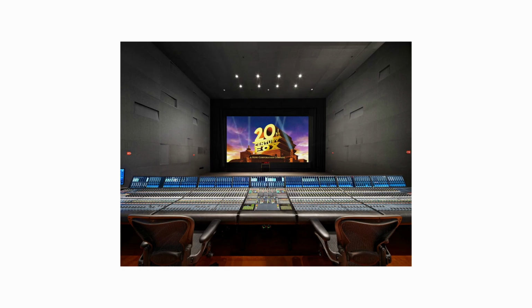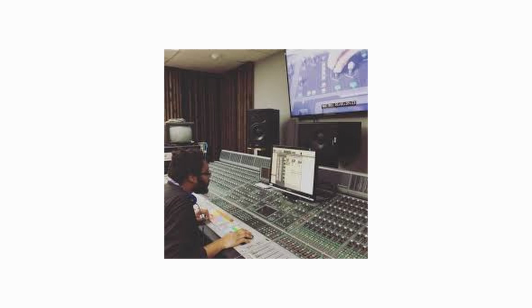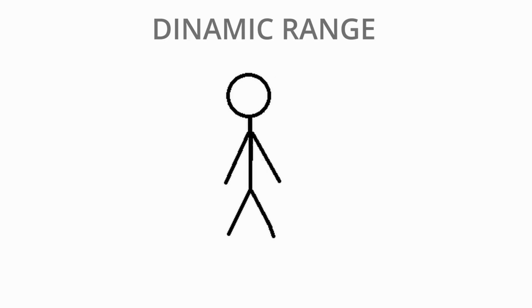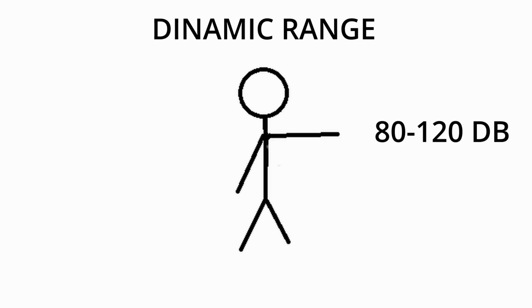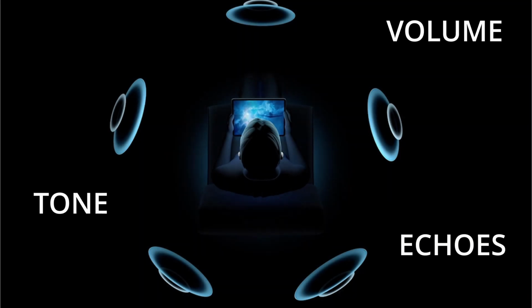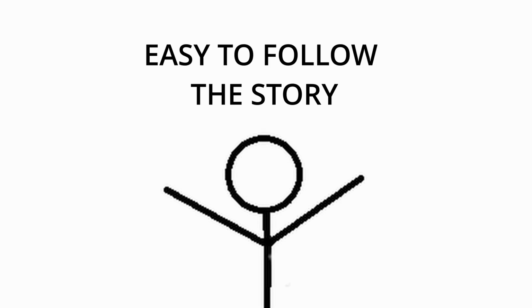Film sound is a complex process that involves several technical aspects. For example, the frequency response of a film soundtrack is typically between 20 Hz and 20,000 Hz. The dynamic range of a film soundtrack is typically between 80 dB and 120 dB. In movies, sound helps create a sense of depth and space by using volume, tone, and echoes to make it feel like sounds are coming from different places in the scene. This makes it easier to follow the story and feel like you're really there.